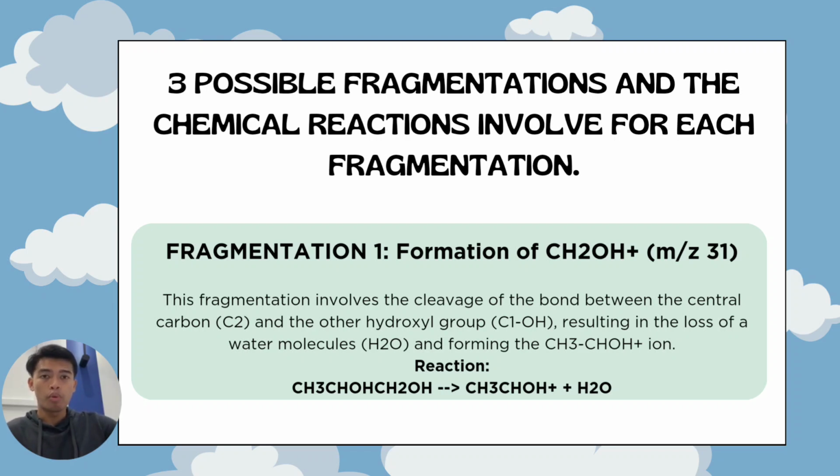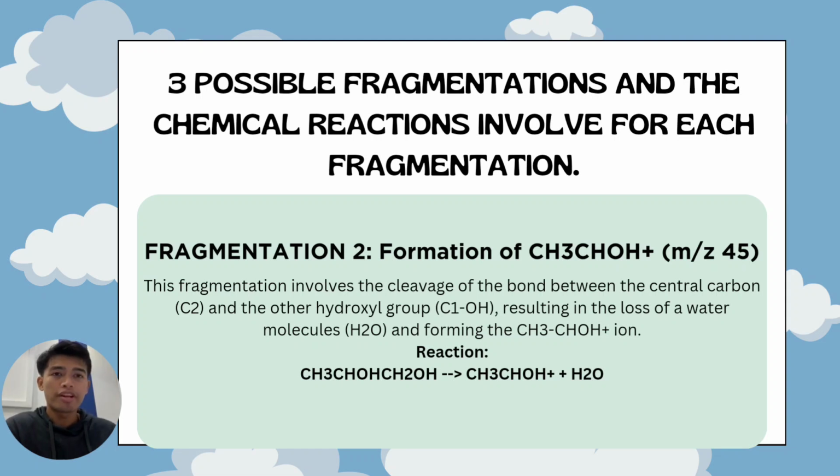First, fragmentation 1, which is the formation of CH2OH+ with m/z 31. This fragmentation involves the cleavage of the bond between the central carbon, C2, and the terminal hydroxyl group, C3 with OH, resulting in the loss of a methanol molecule, CH3OH. The reaction is CH3CHOHCH2OH, which produces CHOH+ and CH2OH.